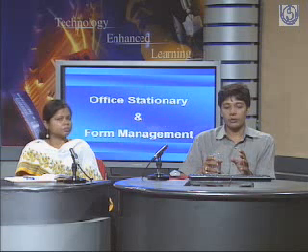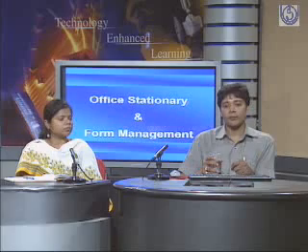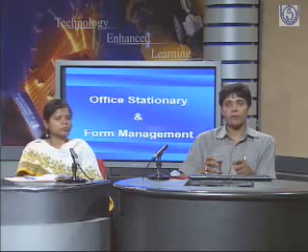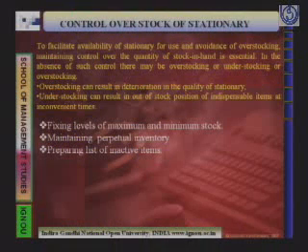Maintaining control over the quantity of stock in hand is essential. That is a very important point. In the absence of such control, there may be overstocking or understocking. Overstocking can result in deterioration in the quality of stationery, as I was talking about, because paper is a very good example. There are some other examples, like if you have a lot of ink cartridges, after some time the ink evaporates, and that will make these ink cartridges useless for you.